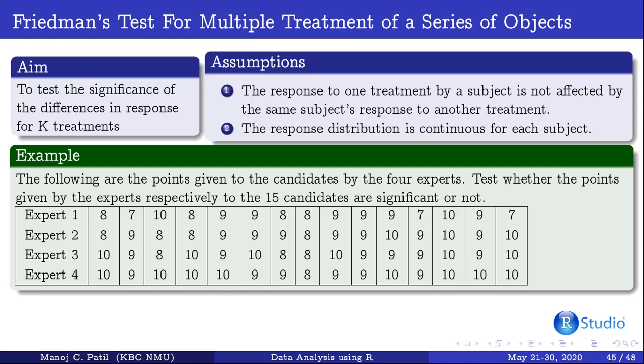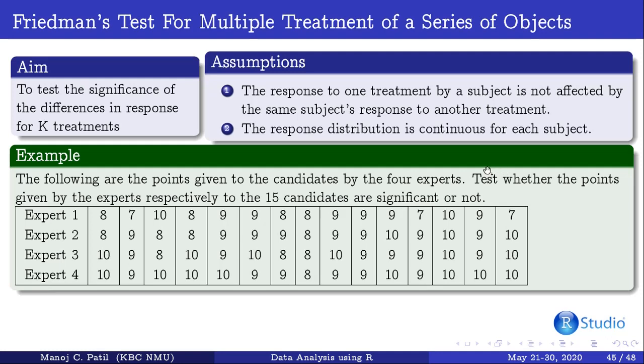Okay, moving forward, the following are the points given to the candidates by four experts. I got a little bit confused, as I'm talking about the two-way ANOVA case and there seems to be only one factor. But actually, every column here denotes a candidate. So candidate is one factor and expert is another factor. That is the two-way ANOVA case.